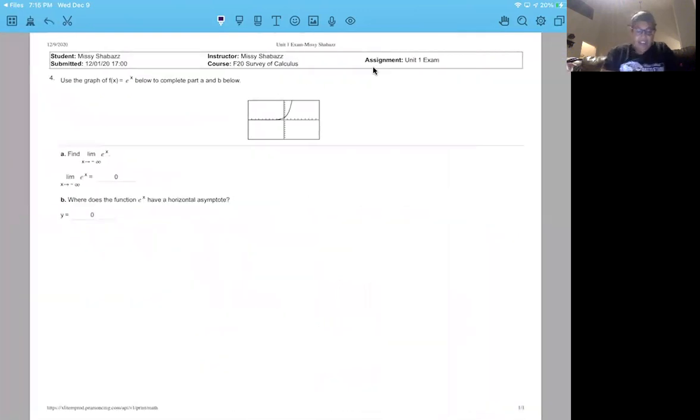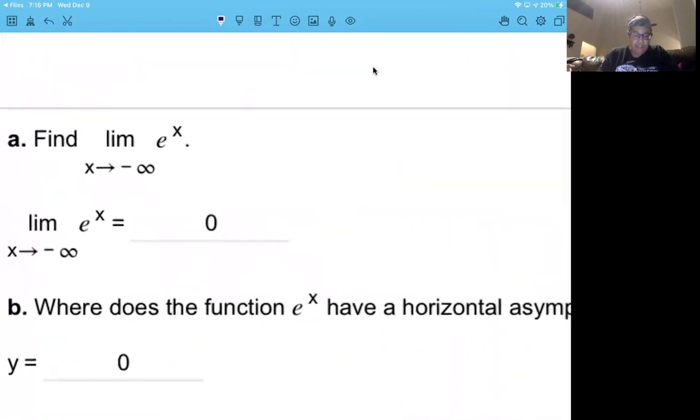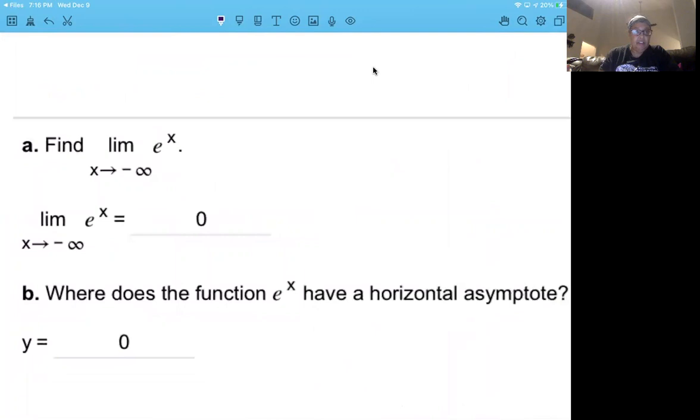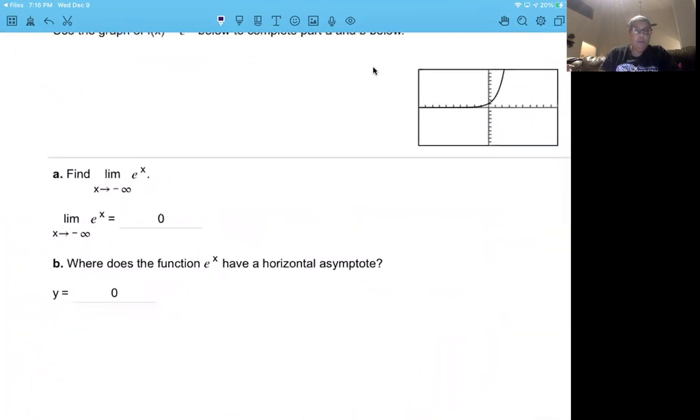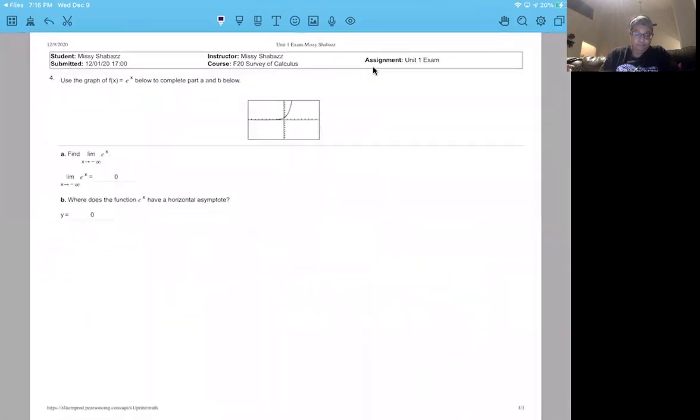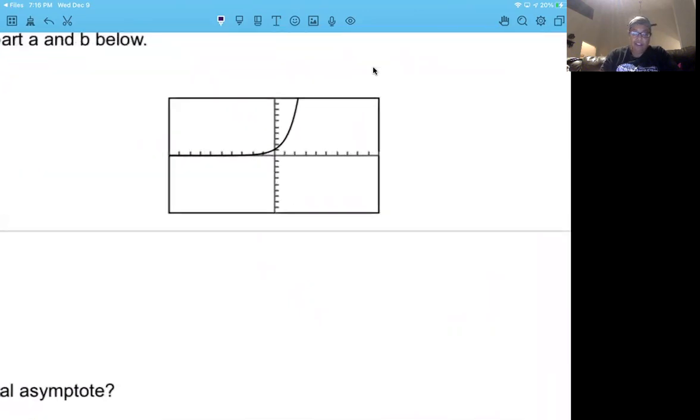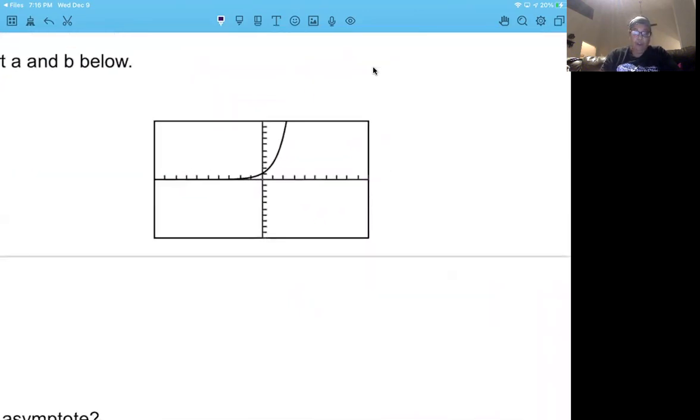All right, next question is find the limit as x goes to -infinity of e to the x. Well, to be able to do this one, there's a couple ways you can think about it. Really, the best way is to know what the graph of e to the x looks like. And they gave you what the graph looks like. And we're going to -infinity.